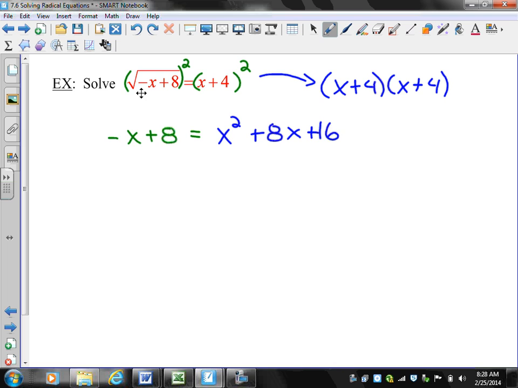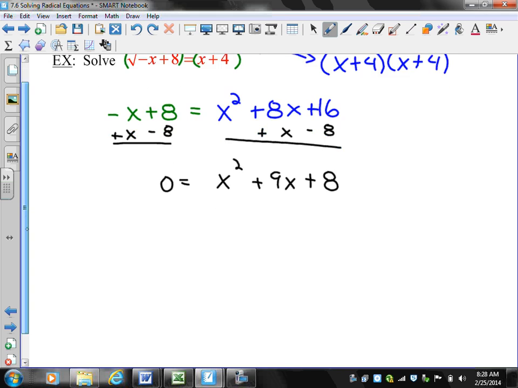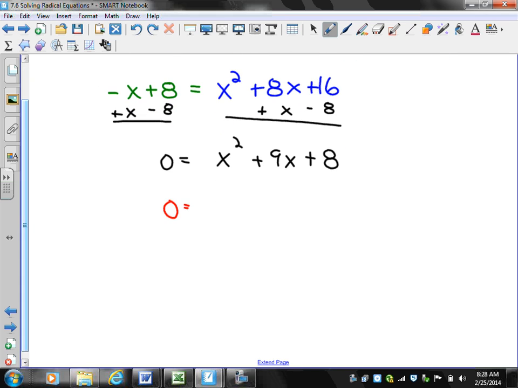I'm going to add x, and I'm going to subtract 8. I'm going to get 0 equals x squared plus 9x plus 8. And now this is a quadratic that, as it turns out, is factorable. So I'm going to go ahead and factor this. x plus 8 times x plus 1.